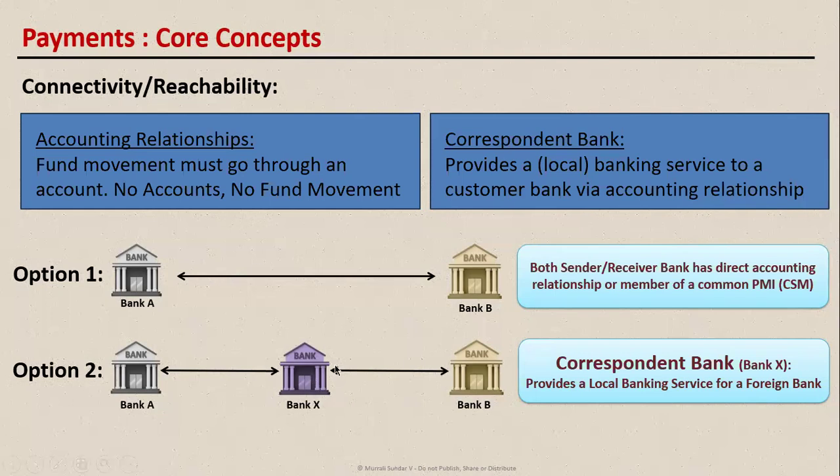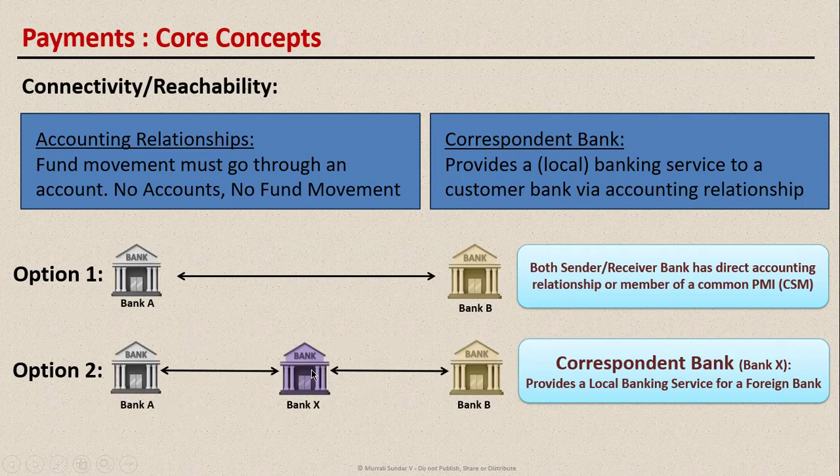For example, in option 2, if bank A and bank B are unable to reach each other directly, that's when a correspondent bank comes into the picture, right? So with correspondent banks, in this case also, either bank A can have an account in bank X or bank B can have an account in bank X. It's not necessary. In some other case, both banks can have an account in bank X also.